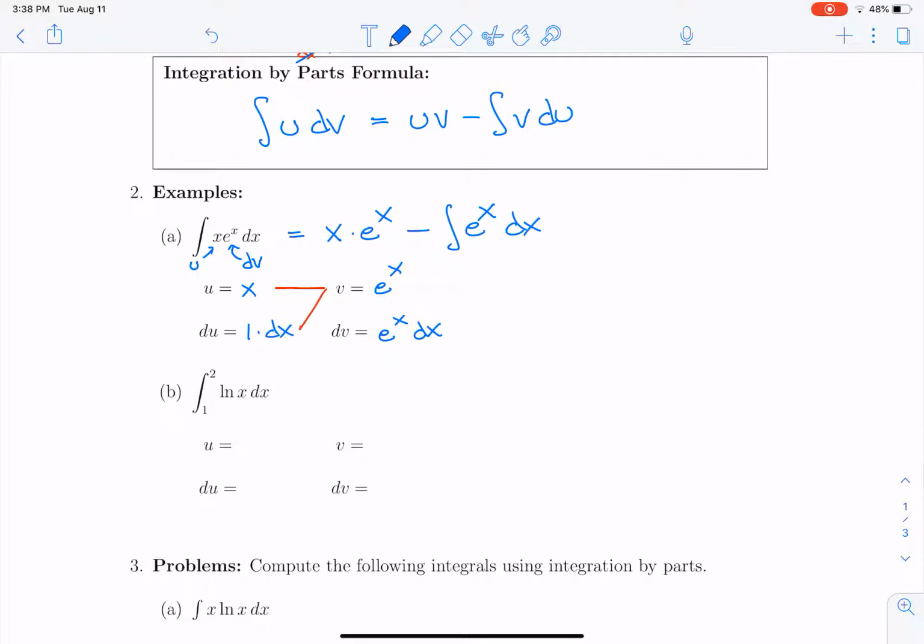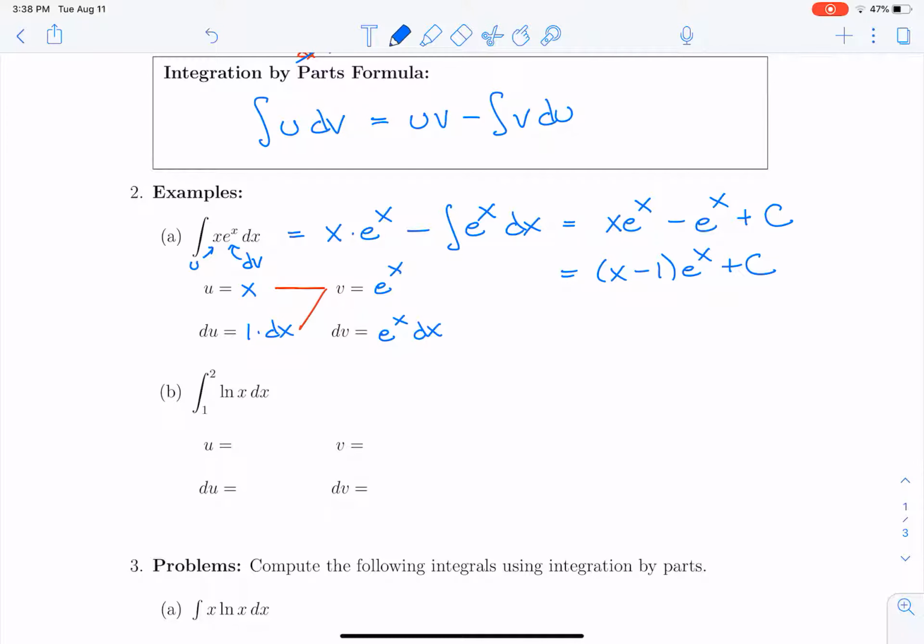Okay, so now I have that the integral of x e to the x is x e to the x minus the integral of e to the x dx. So I need to do one more step. That's x e to the x minus, I'm now going to take the integral of e to the x and get e to the x again, and then I'm going to add c. If you really feel like it, you can simplify this. Make it x minus 1 times e to the x plus c.